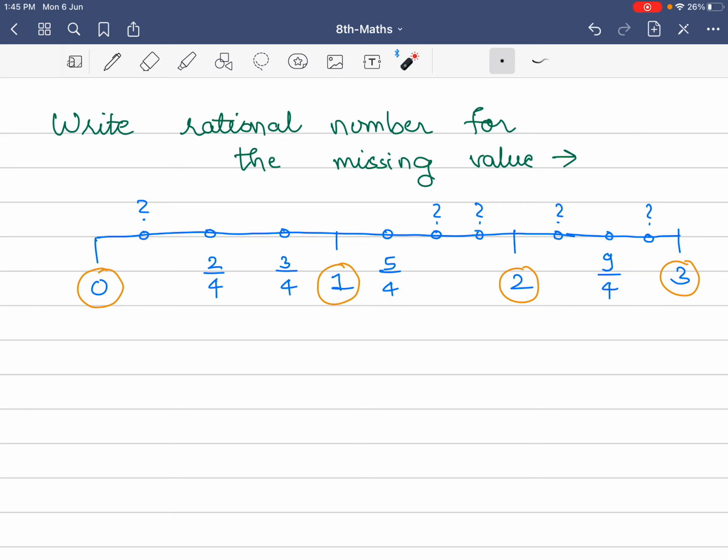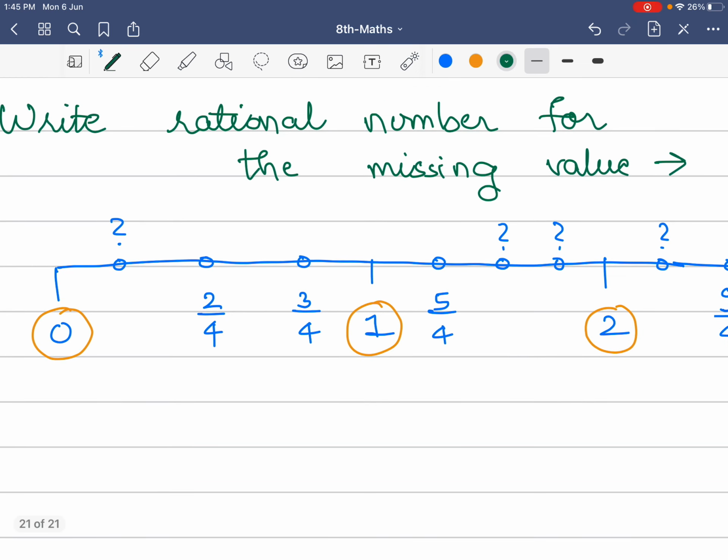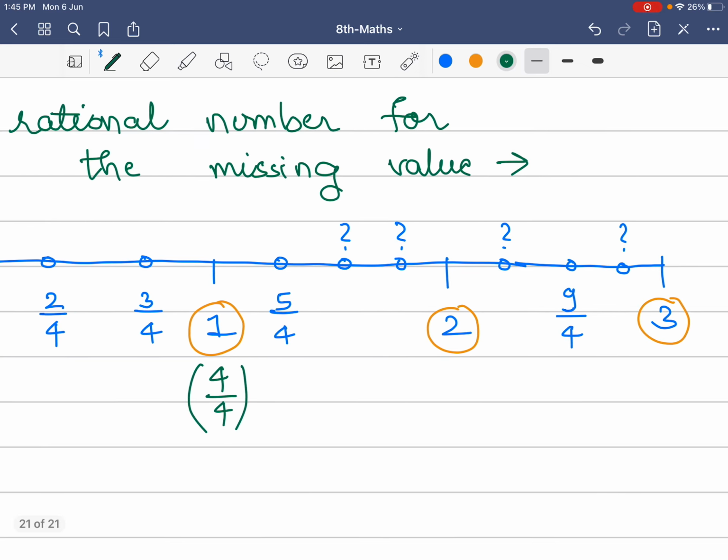Now we have to start filling these numbers. You have to imagine this as one chocolate bar, and this chocolate bar is divided into 4 equal parts to distribute among 4 kids. So what will be the value of this first part? It is going to be 1 by 4. So I'm going to write here 1 by 4, then you have 2 by 4, then 3 by 4, and this number 1 is actually 4 by 4. So I'm going to write here 4 by 4. 4 by 4 is equal to 1, and thus it continues.